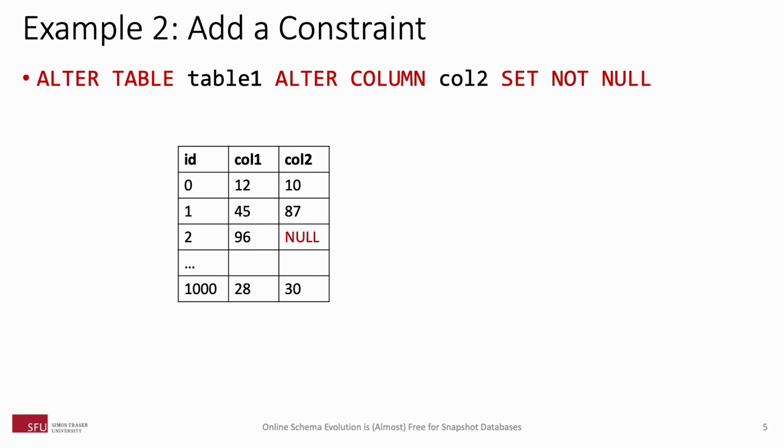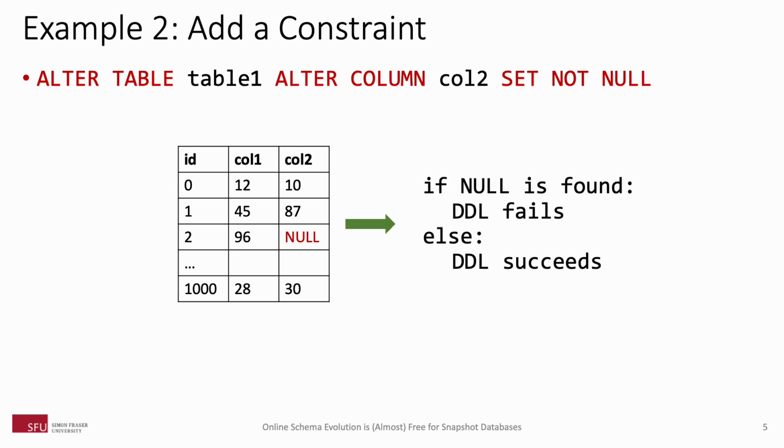The second example here is to add a constraint on column 2 to set it to be not null. The DB engine will then scan the values of column 2 to find if there is a violation. So here, if a null is found, it means there is a violation, so the DDL should fail. Otherwise, the DDL can succeed. So adding a constraint here can be done by verification. It's used to check each value to see whether there is a violation.